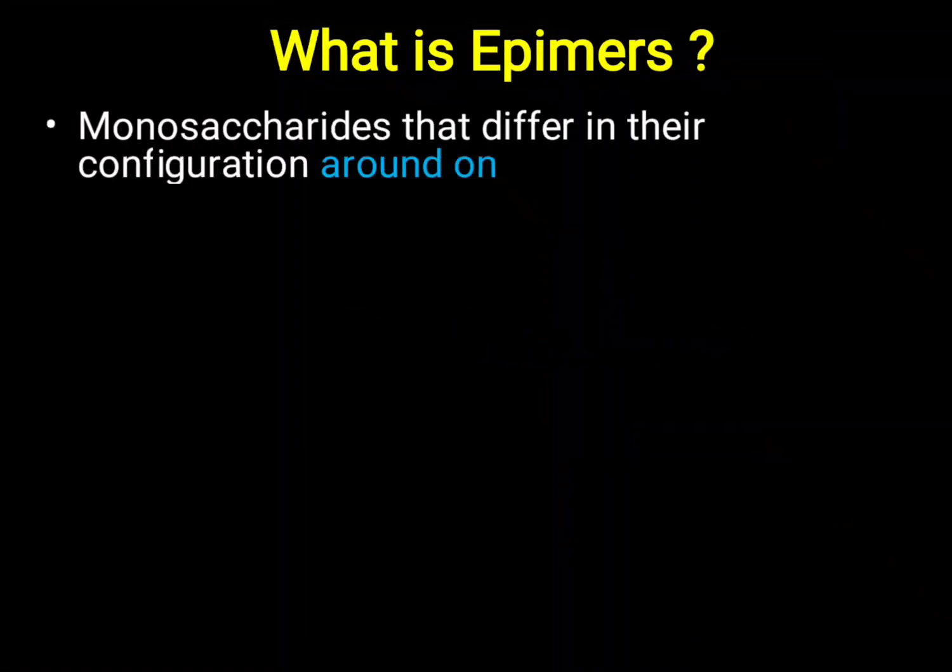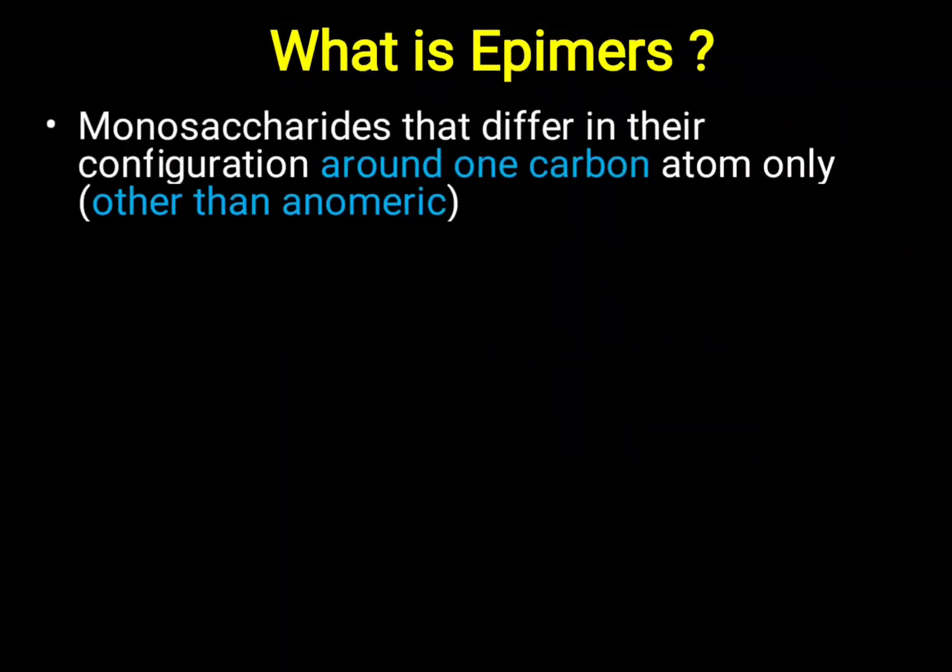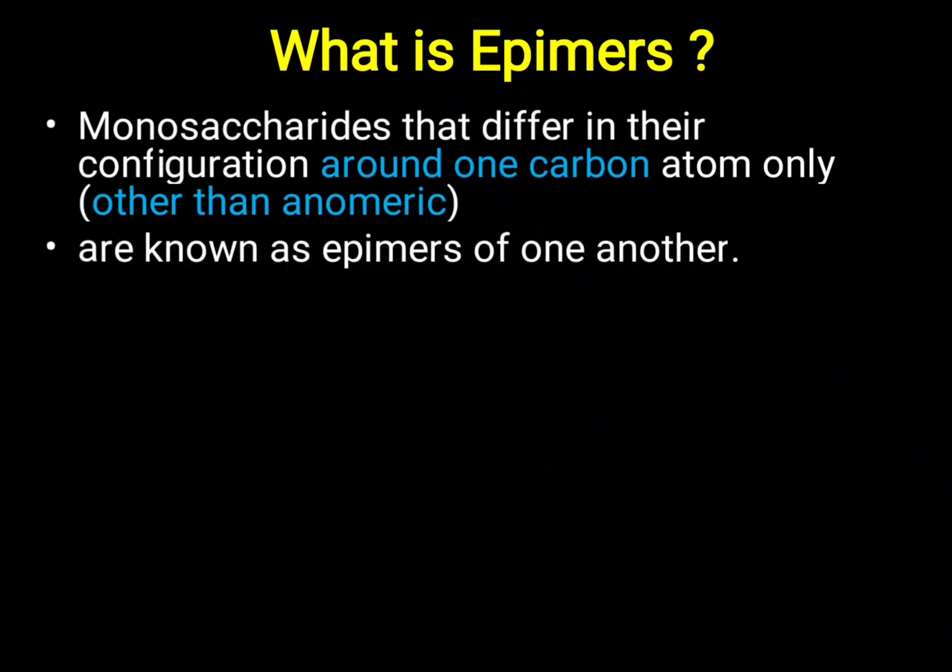So first of all, the word epimer is related to monosaccharides. Monosaccharides that differ in their configuration around one carbon atom only, other than the anomeric carbon or the first carbon, are considered epimers of each other. Now let us look at epimers in further detail.